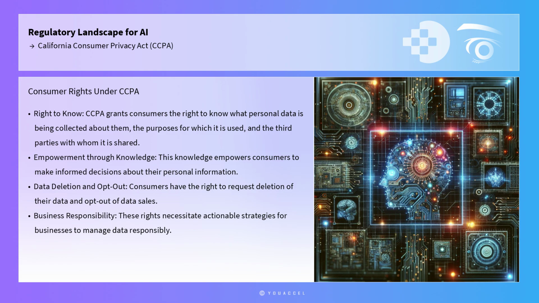CCPA grants consumers the right to know what personal data is being collected about them, the purposes for which it is used, and the third parties with whom it is shared. This knowledge empowers consumers to make informed decisions about their personal information. Moreover, consumers have the right to request deletion of their data, opt out of data sales, and access their data. These rights necessitate actionable strategies for businesses to manage data responsibly. AI professionals must design systems that can efficiently store, retrieve, and manage consumer data while adhering to these regulatory requirements.